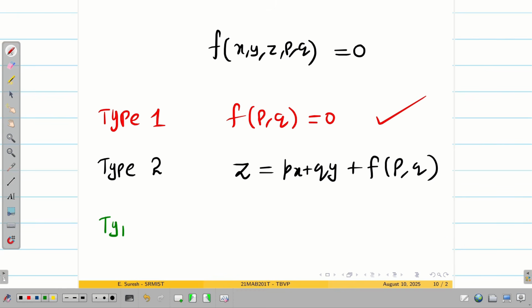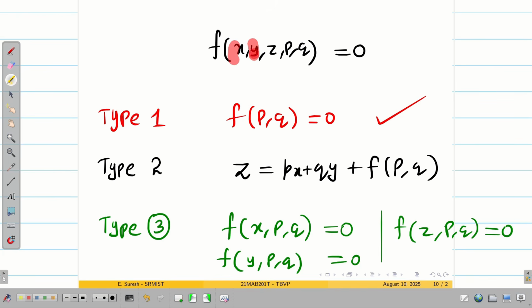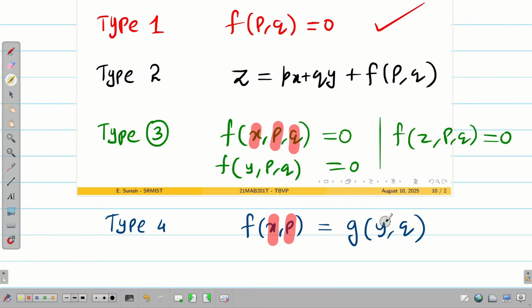Next, type 3. You can easily remember type 3 as 3 variables. Suppose f of x comma p comma q equal to 0, or f of y comma p comma q equal to 0, or f of z comma p comma q equal to 0. So pq along with the combinations of x, y and z is going to be my type 3. And next, type 4, we have f of x comma p is equal to g of y comma q. You can easily remember: in type 3 we have 3 variables, type 4 we have 4.